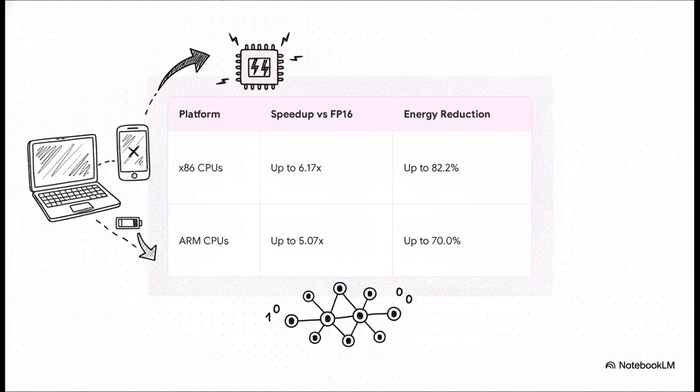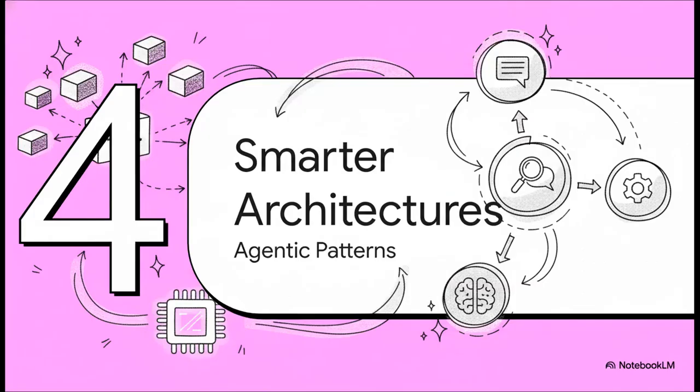On standard x86 CPUs, I'm talking the kind in your laptop, you can see over a 6x speedup and an 82% drop in energy use. This is what makes it possible to run really powerful models on edge devices, even on phones, without any specialized hardware. It's incredible. All right, so we've got these incredible new tools.